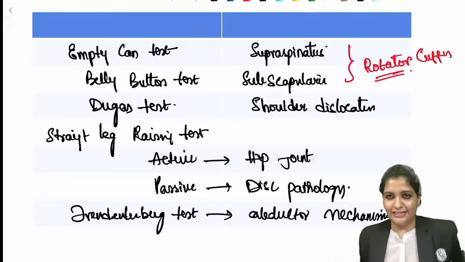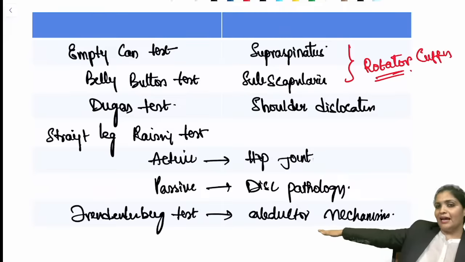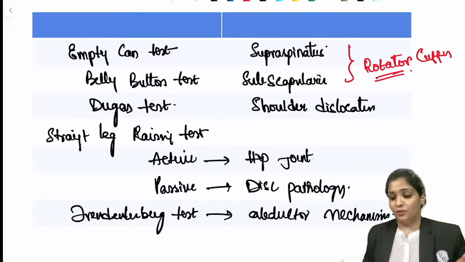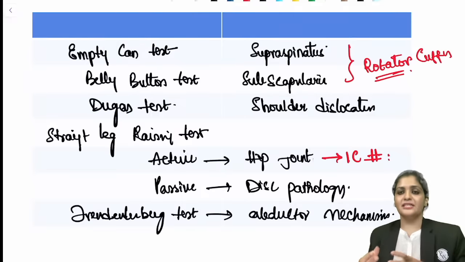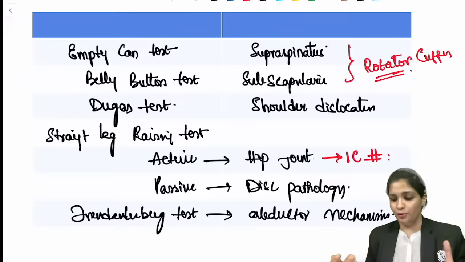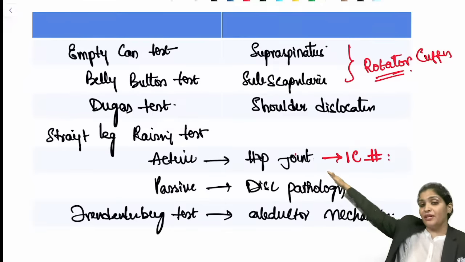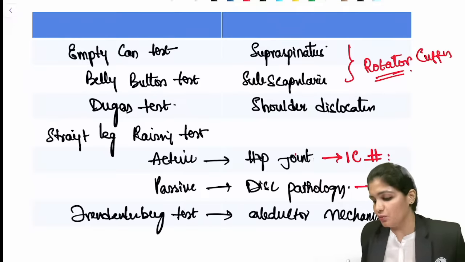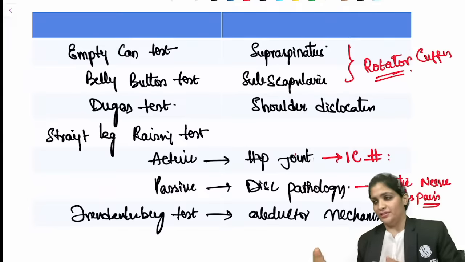And then there is the straight leg raising test. Here you ask the patient to raise the leg straight, without any support, lifting the leg in the air. This is to evaluate hip pathology, for example in case of IC fractures, where the patient will be unable to do the active SLRT. And then there is passive SLRT, where the surgeon lifts the limb. Whenever you lift the limb passively, there will be a stretch of the sciatic nerve, which causes pain. So the wincing of the patient on passive SLRT will indicate disc pathology.